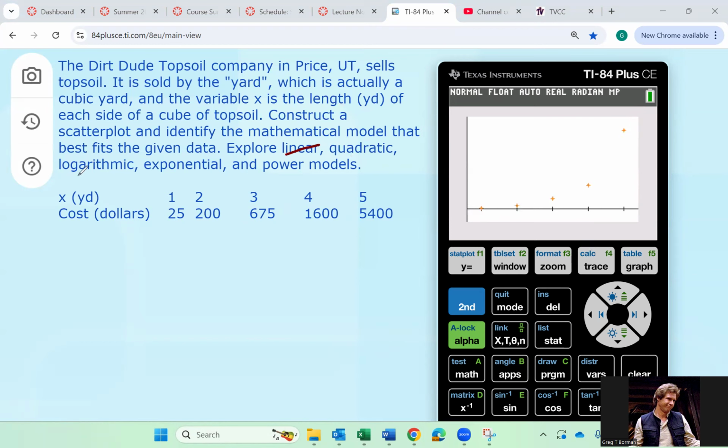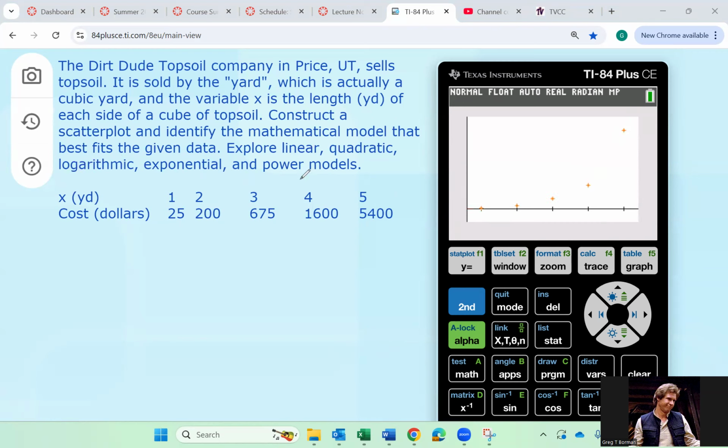It probably is not logarithmic, because unless you really fiddle around with this thing, which I don't think the calculator does, logarithmic looks like this, like the inverse of what we're looking for. That's what logarithmic looks like. Exponential does look a lot like that. And power model also can look like that. So my money is on quadratic, exponential, or power model.